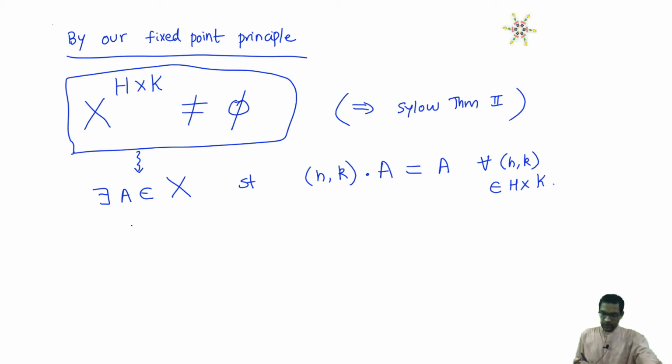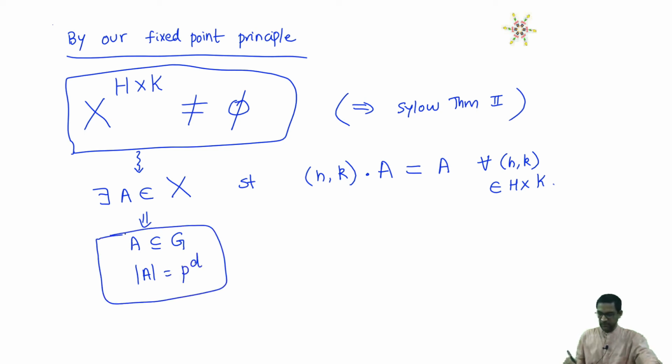Now what does this mean? A is an element of X means that A is a subset of the group whose cardinality is p to the d. So those are the elements of X. So A is a subset of cardinality p to the d such that the action of (h, k) on A gives me A. Now remember, what's the action of (h, k)? It's left multiplication by h, right multiplication by k inverse. This gives me A for all pairs (h, k) in H cross K.